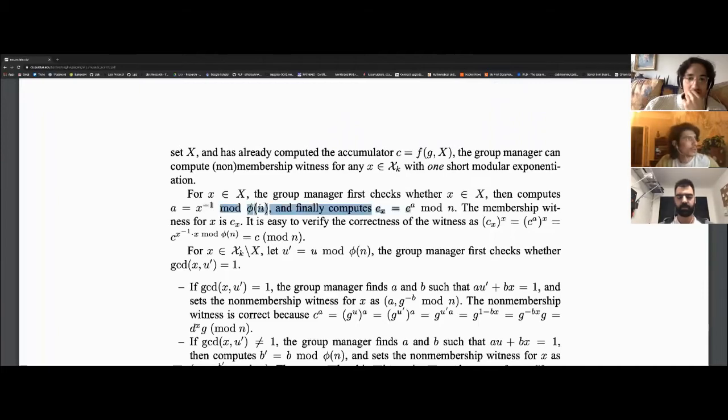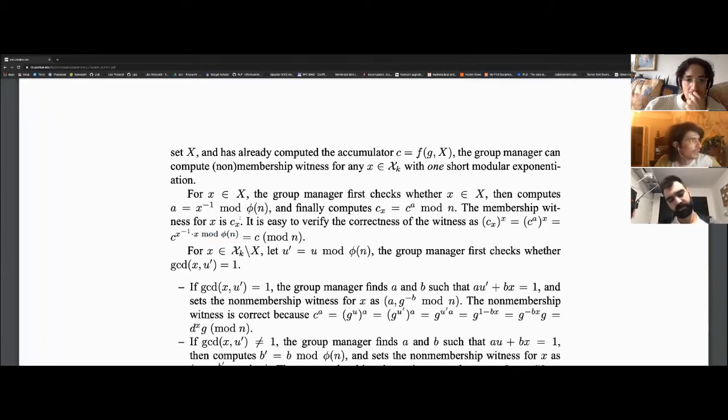So the idea is that if you hold N, finding phi of N is tough. But if you hold the factorization of N, then phi of N is trivial because it's just P minus 1 times Q minus 1. And the point is that if you hold phi of N, you can break the RSA assumption somehow, because you can calculate roots of the exponent mod phi of N.